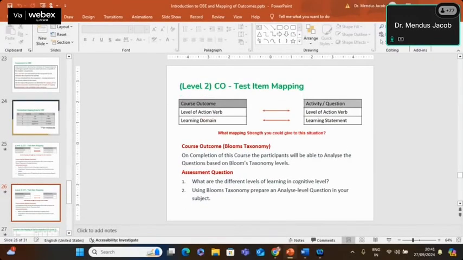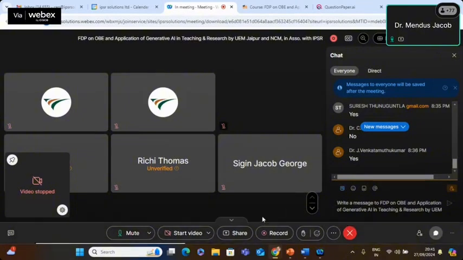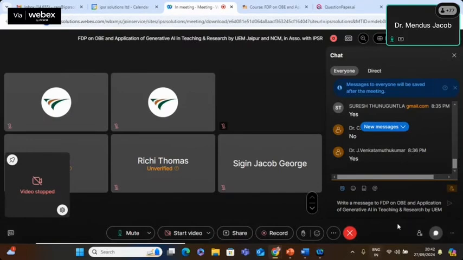I hope this is clear. If you have any clarification, we will wait 5 minutes, and after that we will go for the CO-PO mapping. Any questions you can put in the chat box. Otherwise, we will go for the CO-PO mapping.